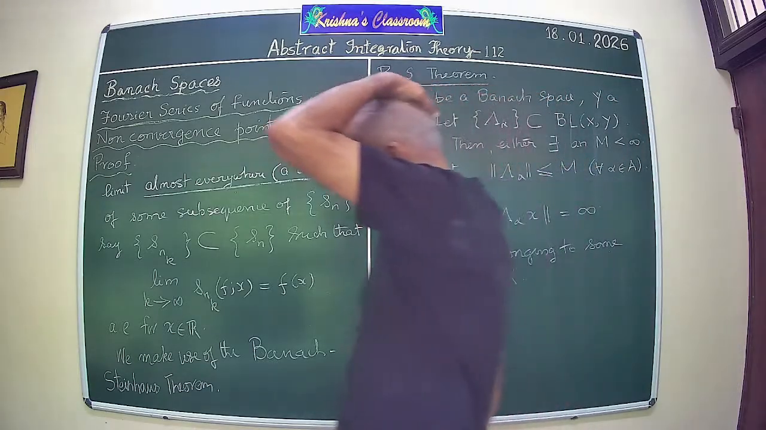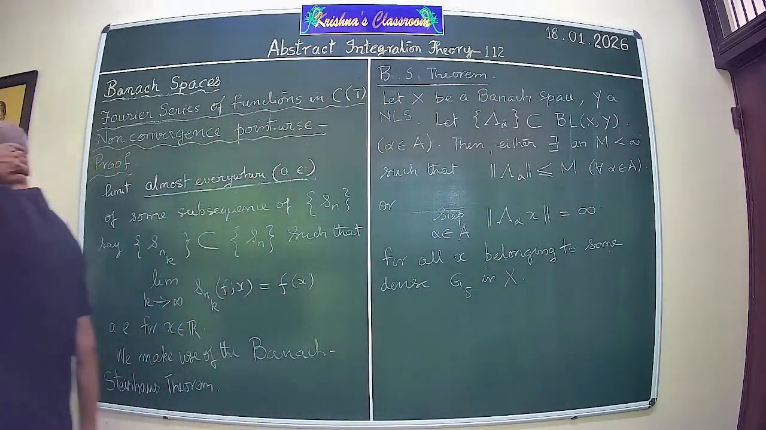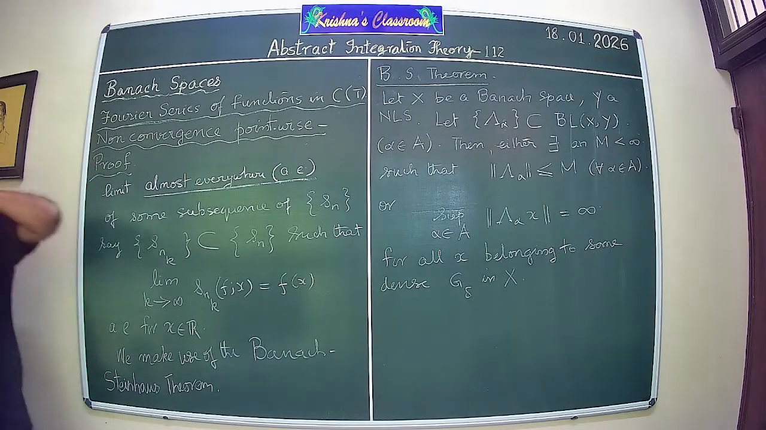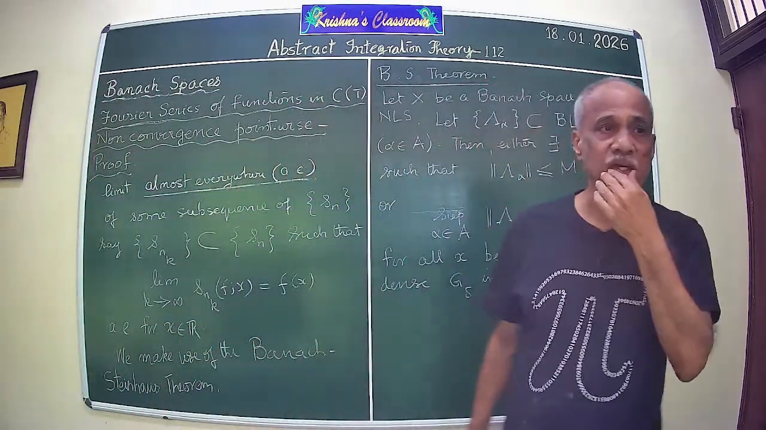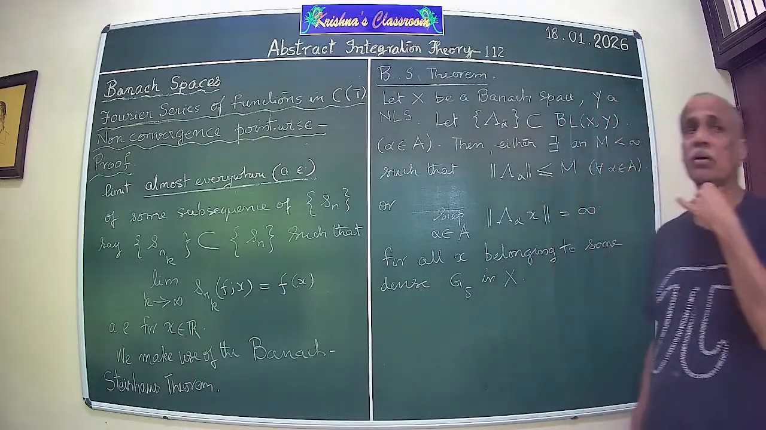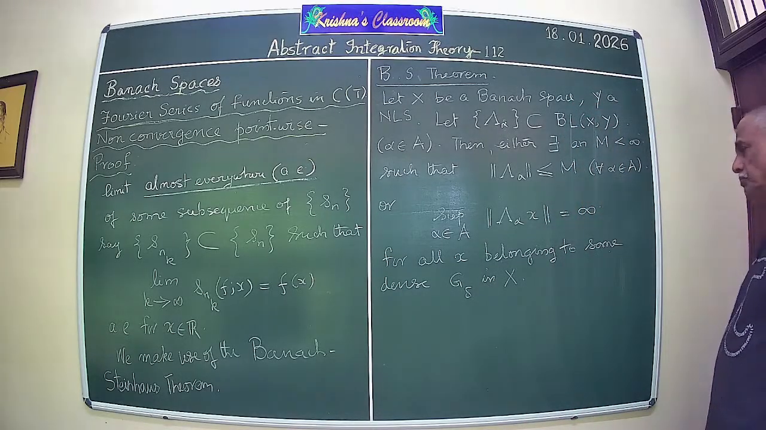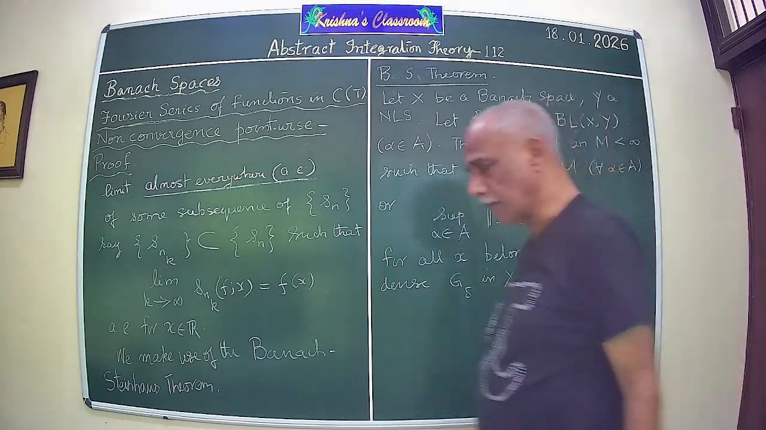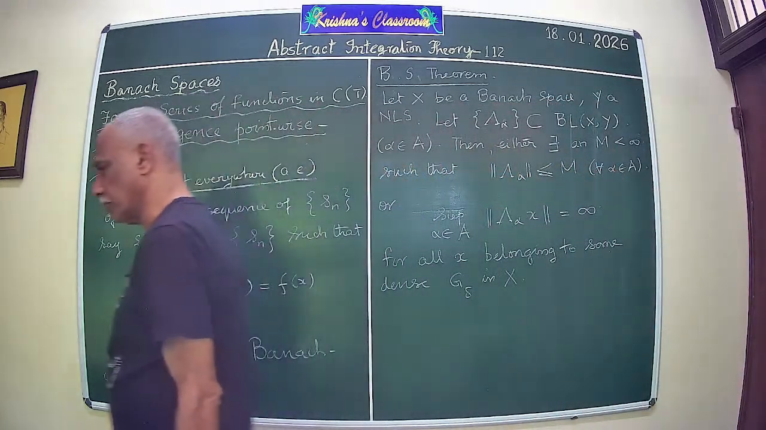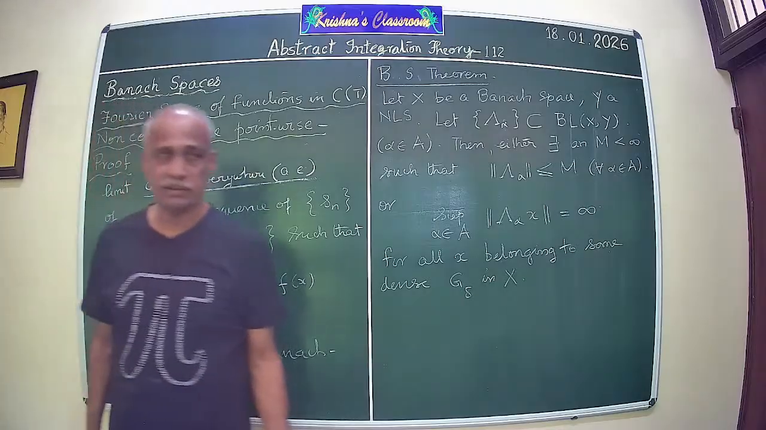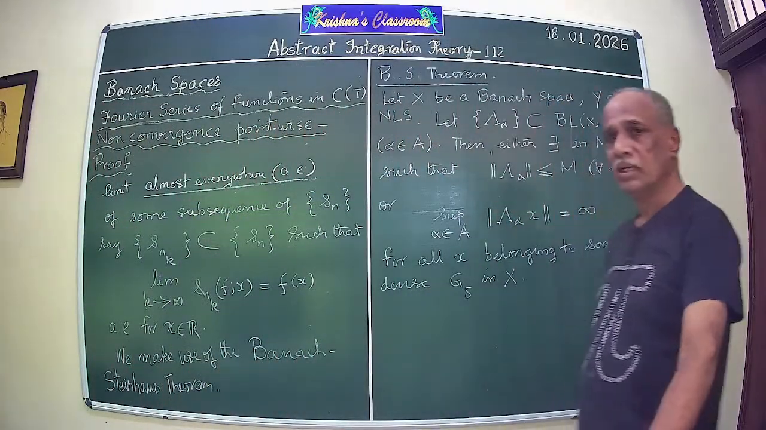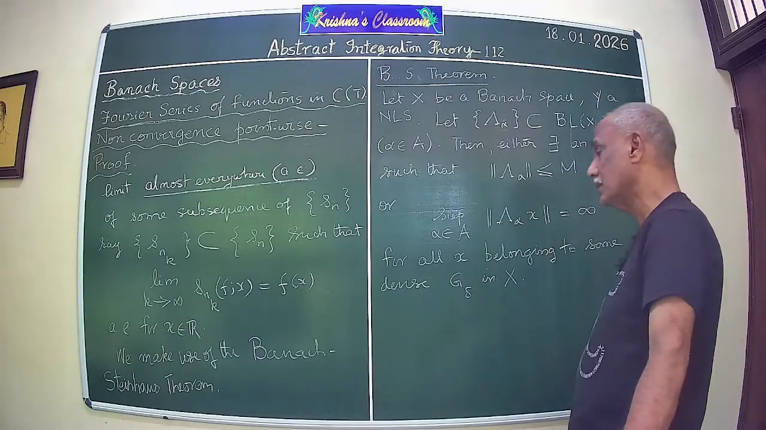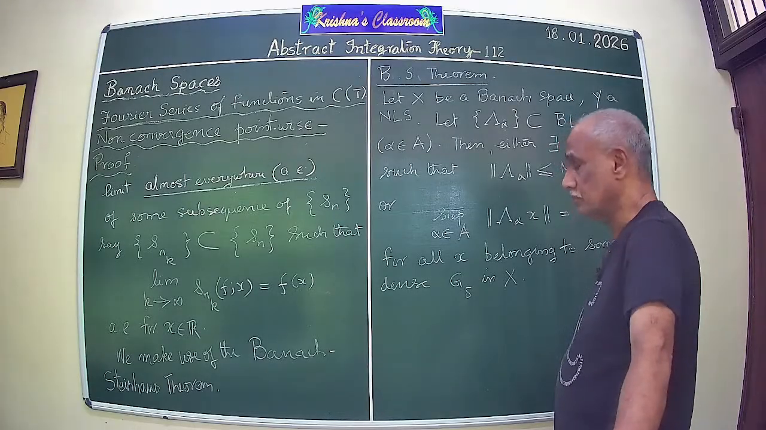Now G delta is, of course, as I mentioned earlier, the countable intersection of a collection of open sets. And you know that an arbitrary union of open sets is open, but an intersection of open sets need not be open unless it is a finite intersection.